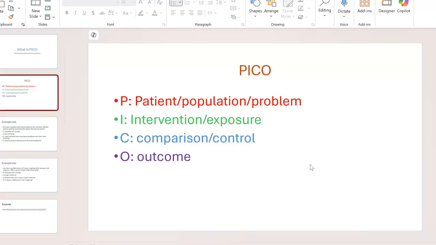What are you trying to make sure will work for them? The C is a comparison, a control. So you may be just looking at the person themselves, like, if I do this, will it make their condition better than if I don't do it? And then O is the outcome. It helps you figure out, if I tell them to do X or use this, will it make a difference compared to if they don't use that? So just remembering PICO can help you make sure you have the search terms.